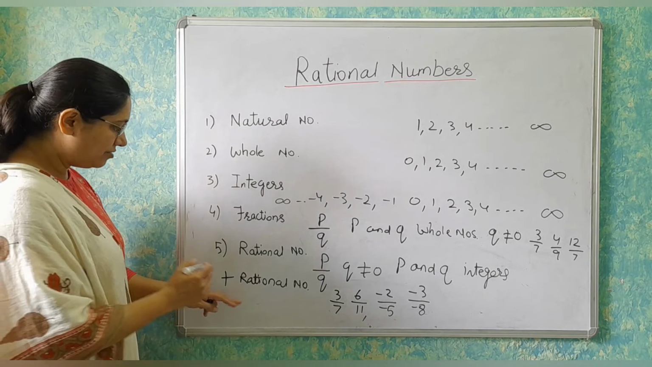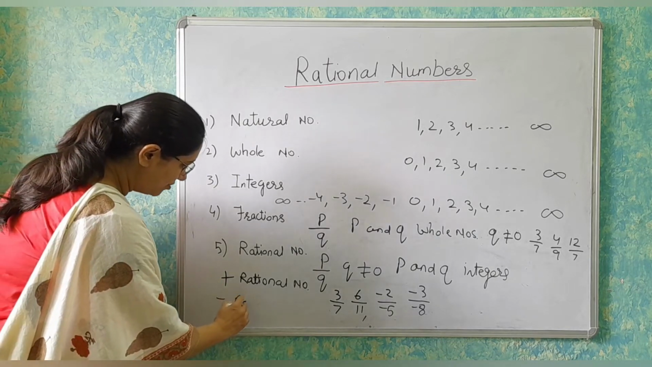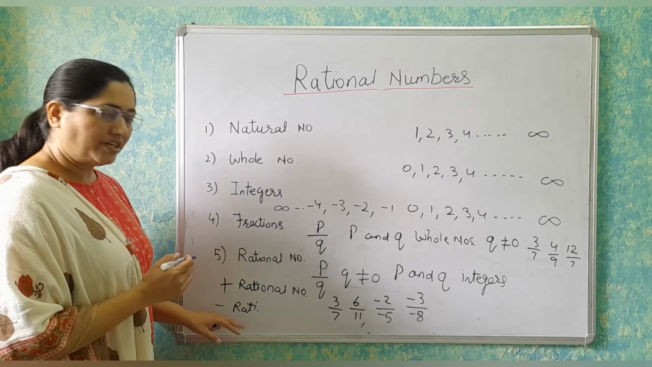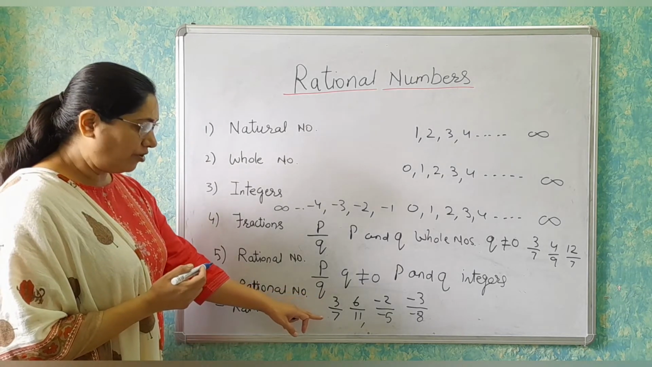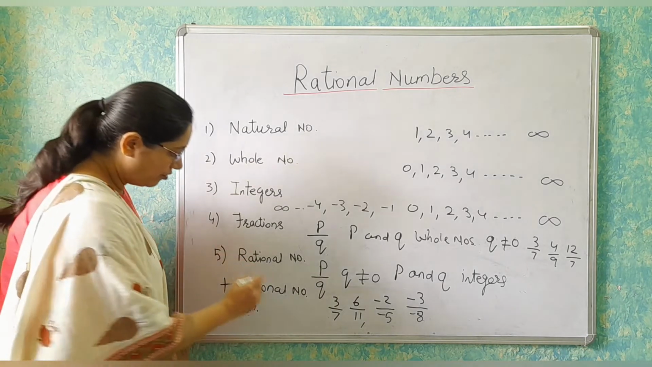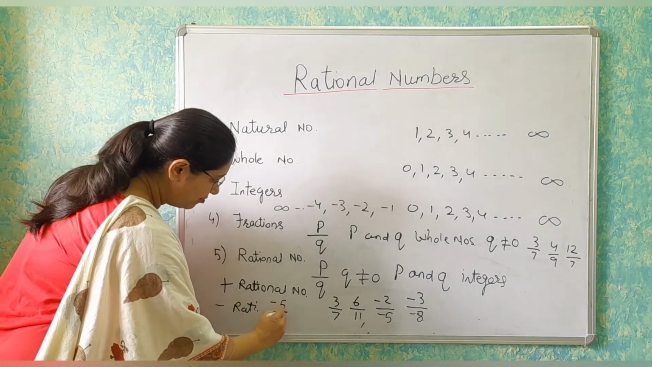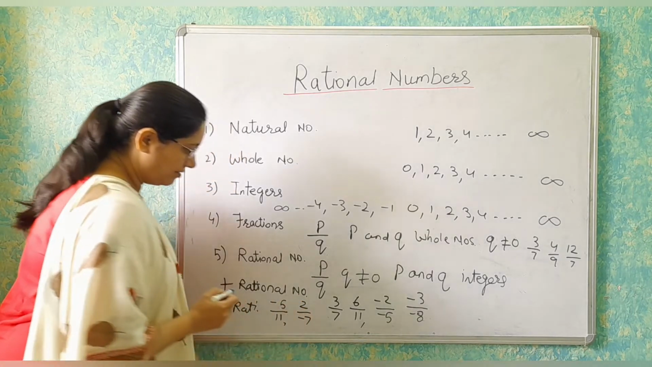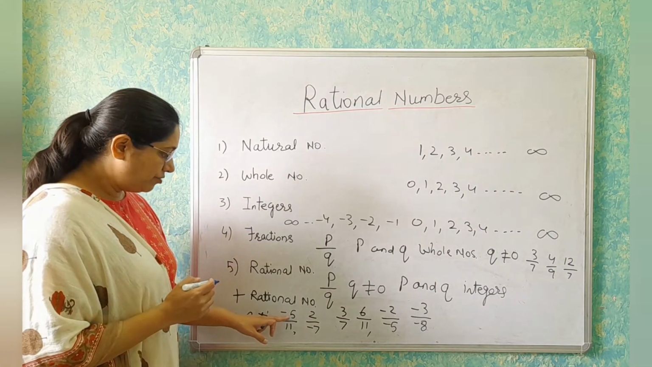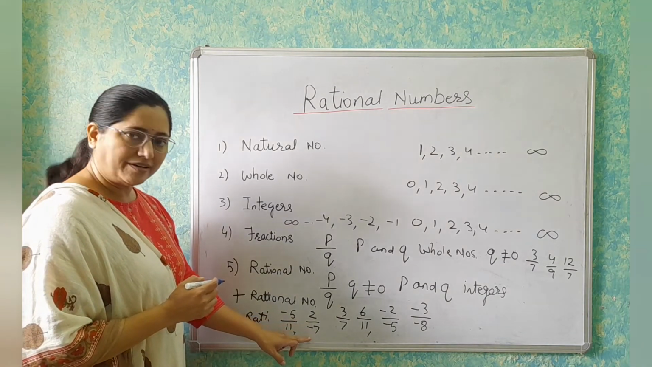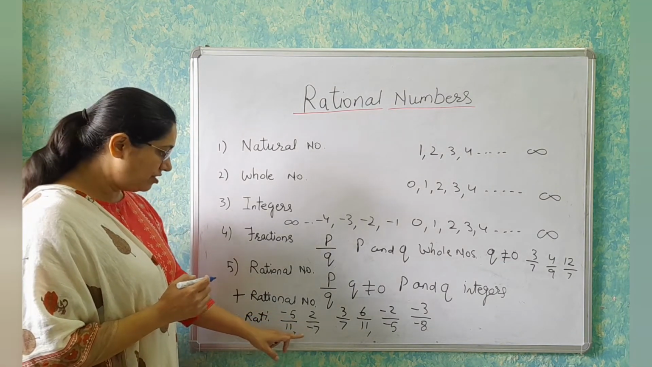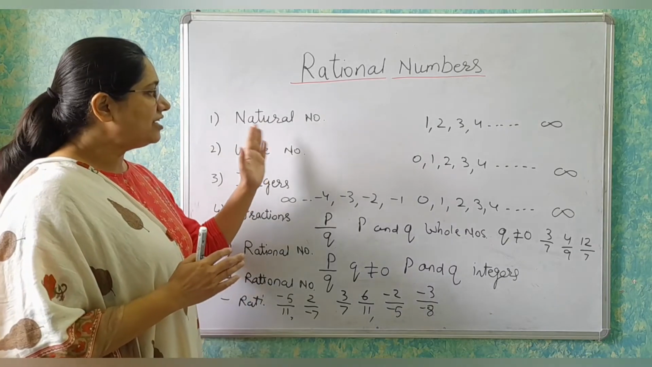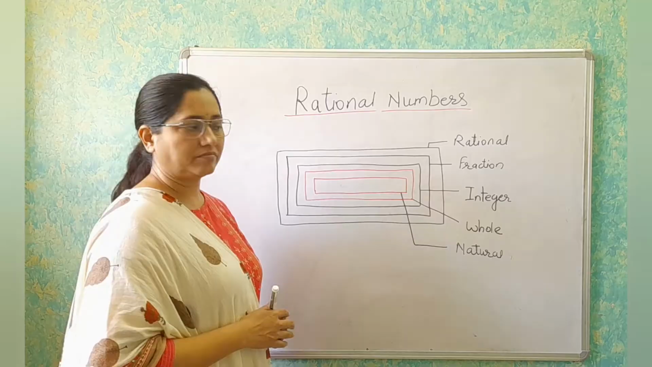Second type of rational numbers are negative rational numbers. And in case of negative rational numbers, either numerator or denominator is negative. For example, minus 5 upon 11 or 2 upon minus 7. In first example, numerator is negative, and in second example, denominator is negative. Still both of them are negative rational numbers. So these are the various types of numbers.